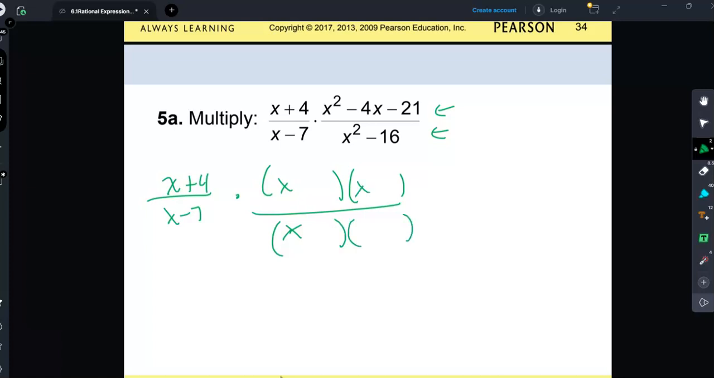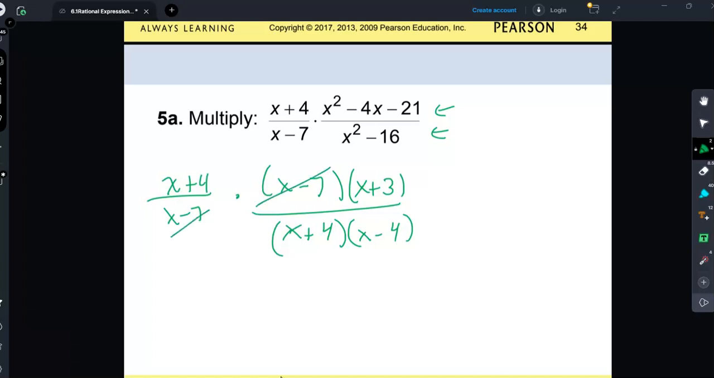Okay, so let's look at this one. 7 times 3, those are factors of 21 that can add or subtract to give me -4. So -7 plus 3. Okay, and then down here, this is a square minus a square, so we add and subtract, right? And the square is 4.